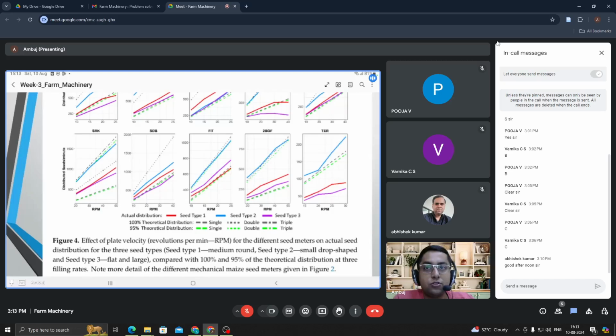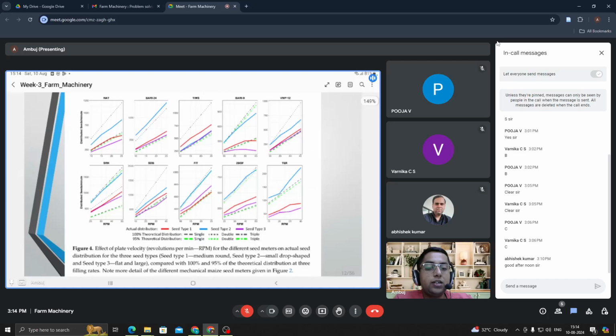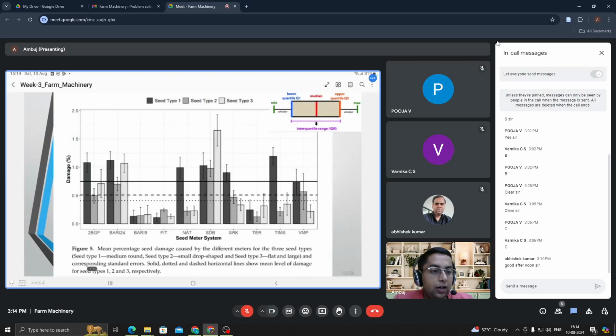This is the effect of plate velocity for the different types of meters on actual seed distribution of three different seed types, which I have already shown you. First one is medium round, second one is small drop shape, and third one is flat and large. Then there is the theoretical distribution, 100% and 95% filling rate, based on how you are filling that particular mechanism. So this is the variation of distributed seeds per minute with respect to the RPM, or the rotation of the plate.